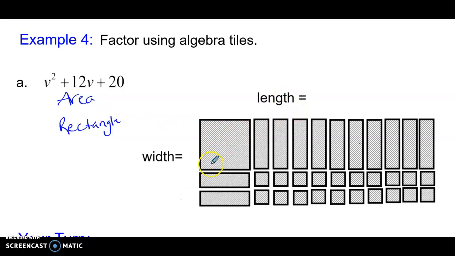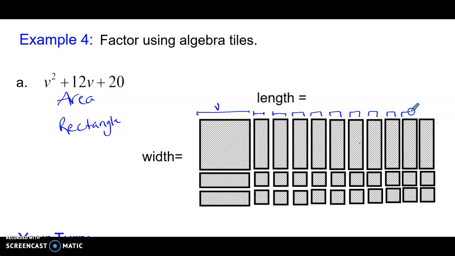In order to find the length and the width, we have to look at the two dimensions and say, what tile is exactly this long? Well, that would be a V tile. What tile is exactly this long? Well, that would be a unit tile. So our job is to figure out how many V tiles and how many unit tiles we would need to fit along this total area.